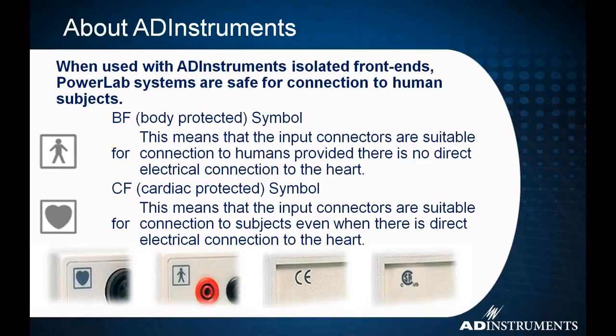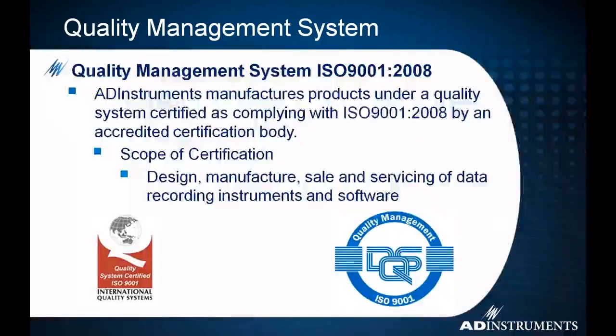We also get a common question of, well, how do I know what I can connect my AD Instruments equipment to? Is it safe for human connection? Any of our equipment that is safe for human connection is going to have this body protected symbol on it. Anything that's safe for a direct cardiac connection is going to have the cardiac protection symbol that you see here. So definitely look at those things before we start connecting them to a human subject, just to make sure that we're not endangering anybody and that it's properly isolated.